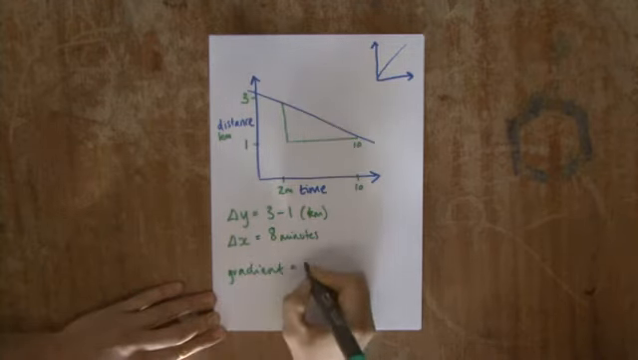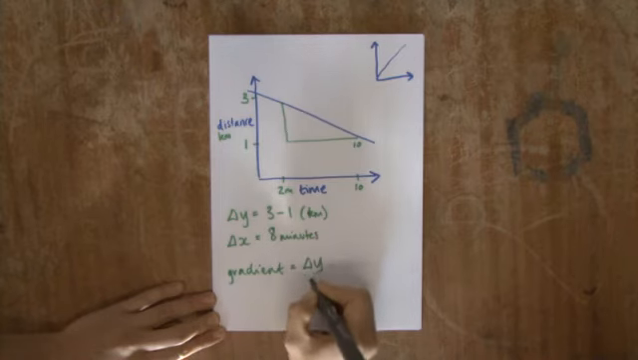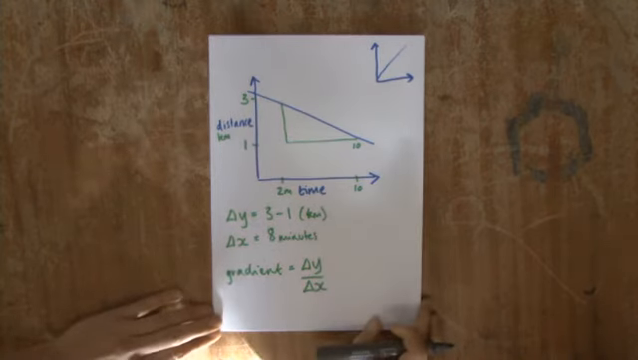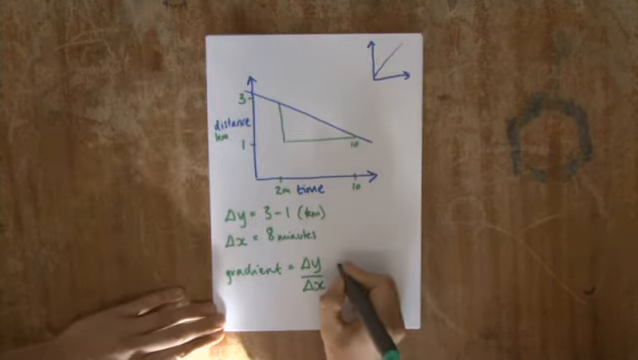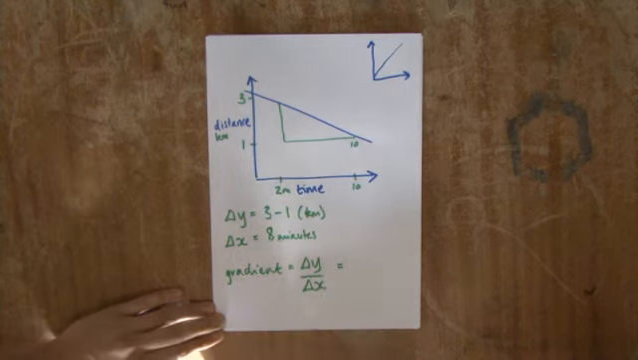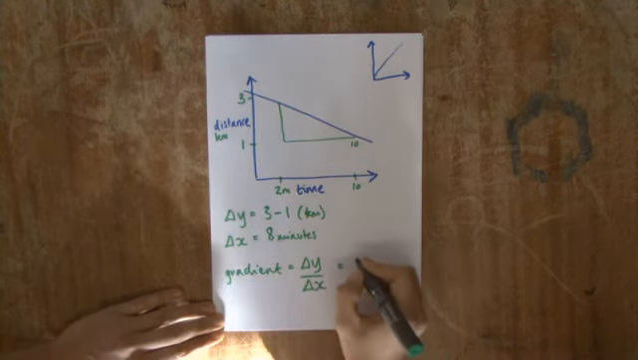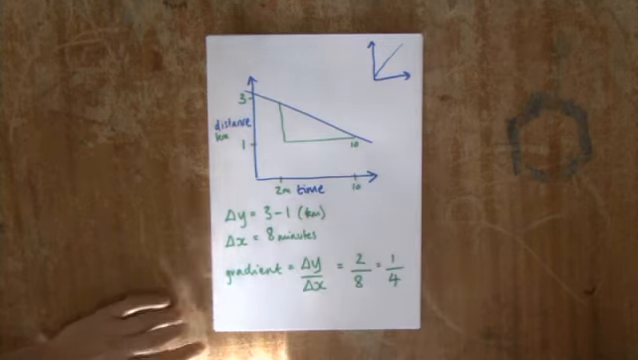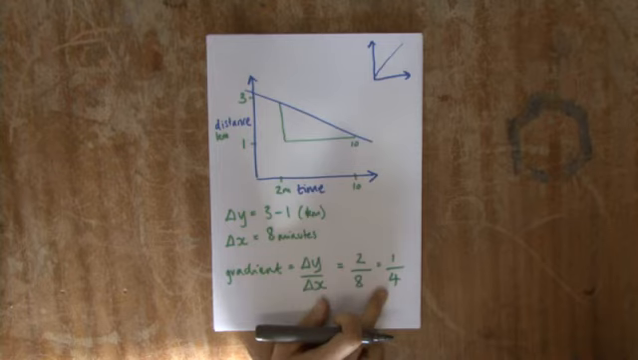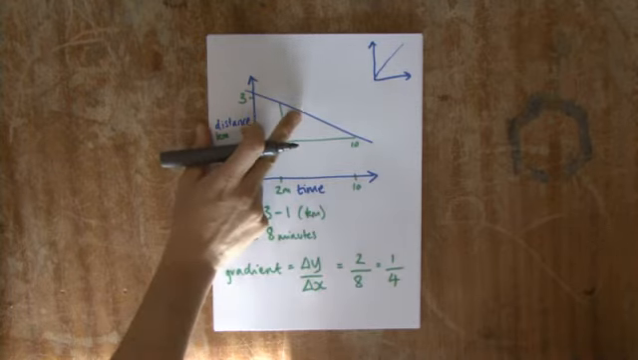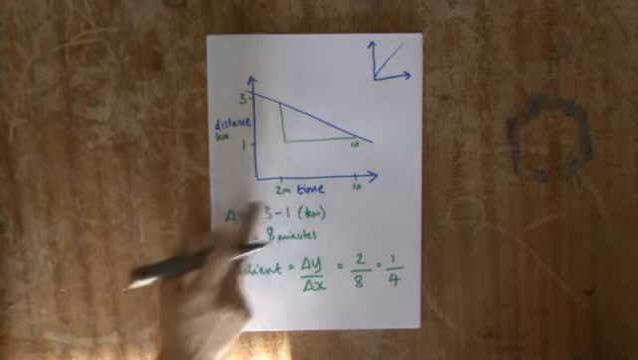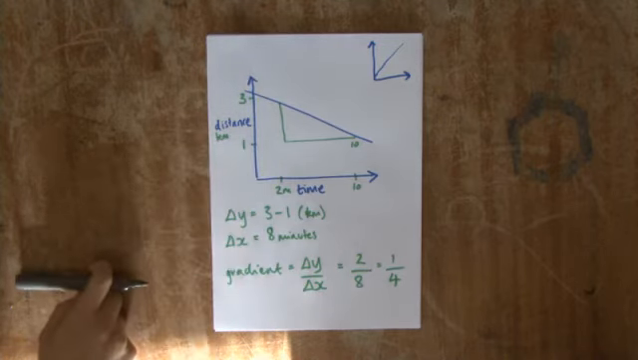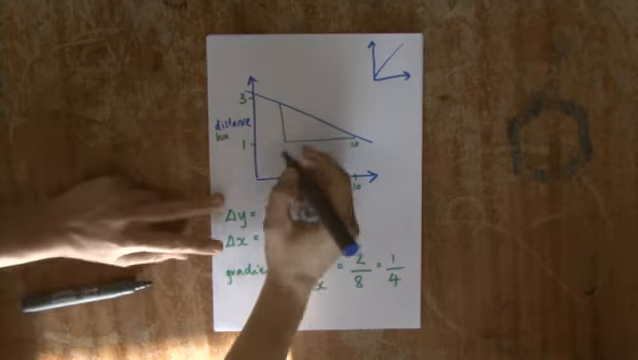So our gradient is equal to change in y over change in x. Which is equal to, which is the same as 1/4. Now what we actually have there is a positive sign, and we know that this is a negative gradient. So at some point somewhere we haven't actually taken the negative into account, because this is something that you just need to bear in mind.